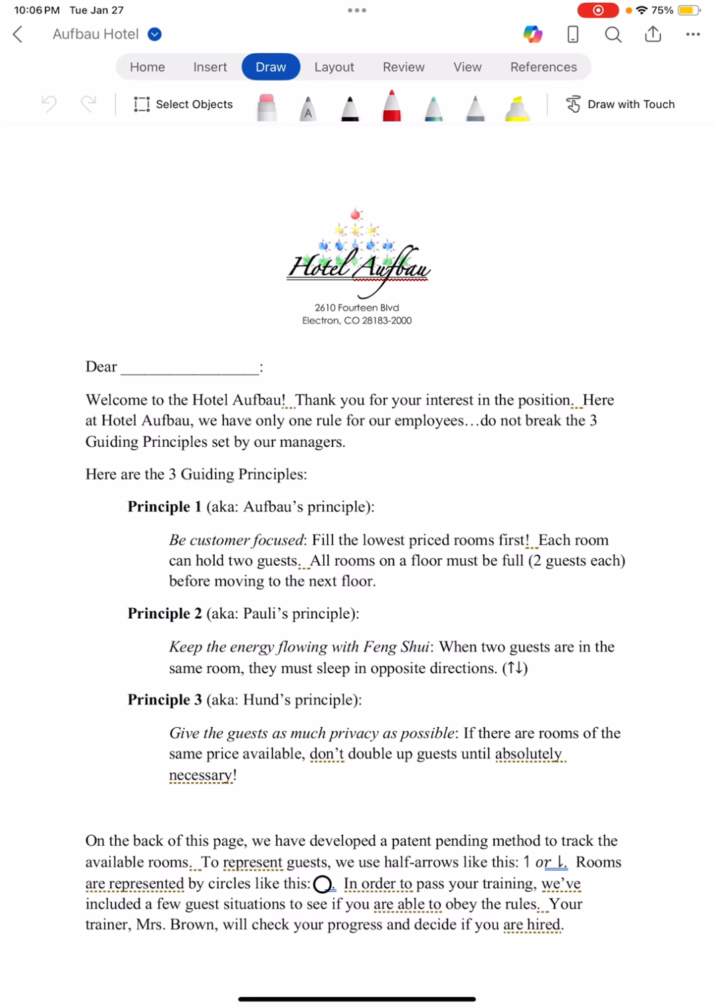Hi science friends. Today we are going to do a little activity called Hotel Aufbau. So if you'll take this out of your binder, it says, "Dear," you can write your name in here. Welcome to Hotel Aufbau. Thank you for your interest in this position.